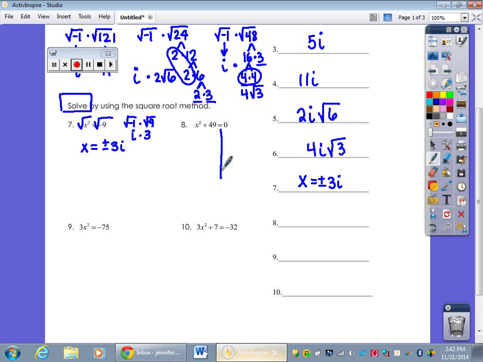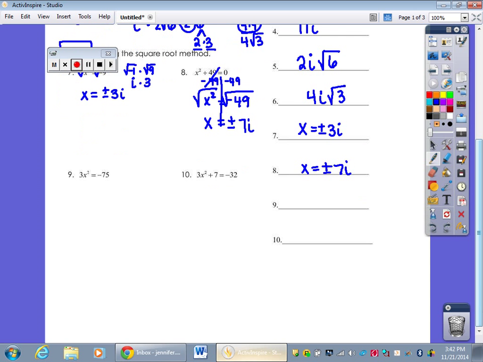On this one, to solve for x squared, we're going to subtract 49. So x squared is equal to -49. Then we're going to take the square root of both sides. So we're going to get x equals plus or minus 7i. Number 9, we're going to divide by 3. So we have x squared equals -25. We take the square root of both sides, we get that x equals plus or minus, and this is going to be 5i.